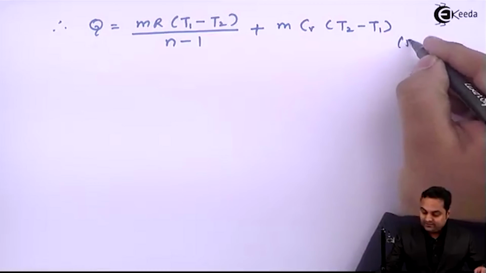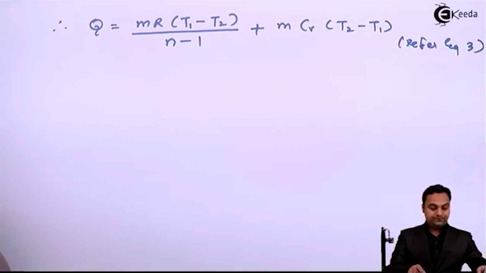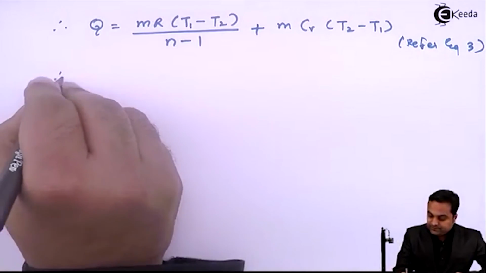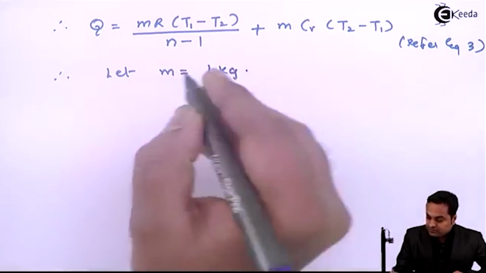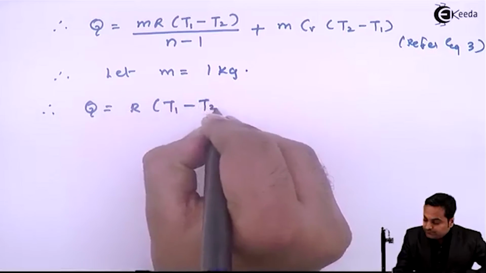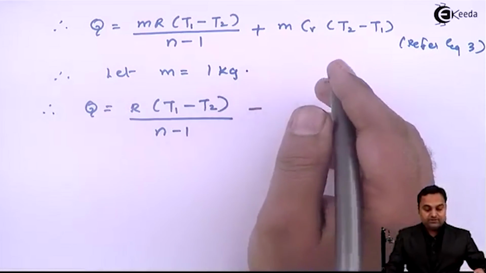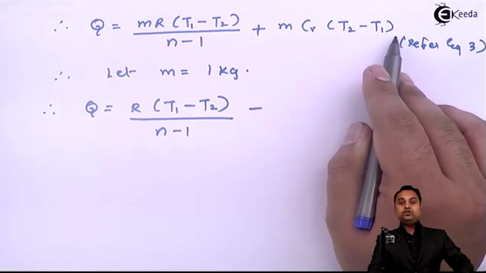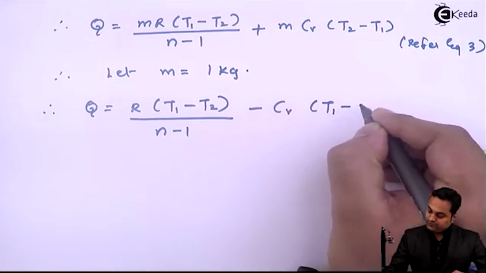Next, here I'll say refer to equation 3 for work done. After reaching here, taking mass as 1 kg, let mass m equal 1 kg, so the formula will become Q is equal to R(T1 minus T2)/(n minus 1) plus Cv, and here I'll take the negative common, because here there is T1 minus T2 and in this bracket it is T2 minus T1, so I want to write it in the form of T1 minus T2. So negative will be taken common, and then there is Cv into (T1 minus T2).